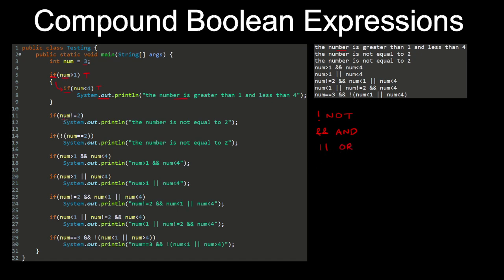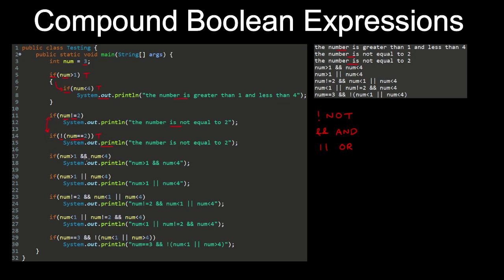So here we check if 3 is not equal to 2, which is true, and therefore this string is printed to the screen. And we can also use the not operator with parentheses. So here we check if 3 is equal to 2, which is false, and not false equals true. And therefore the code statement is executed and the string is printed to the screen. So these two if statements are equivalent.